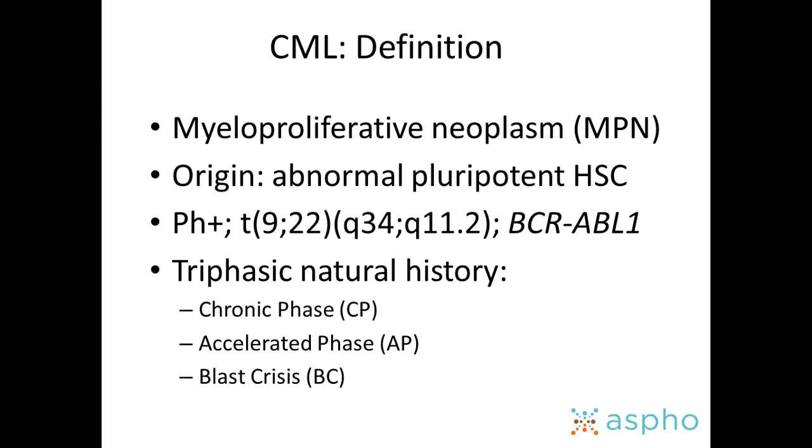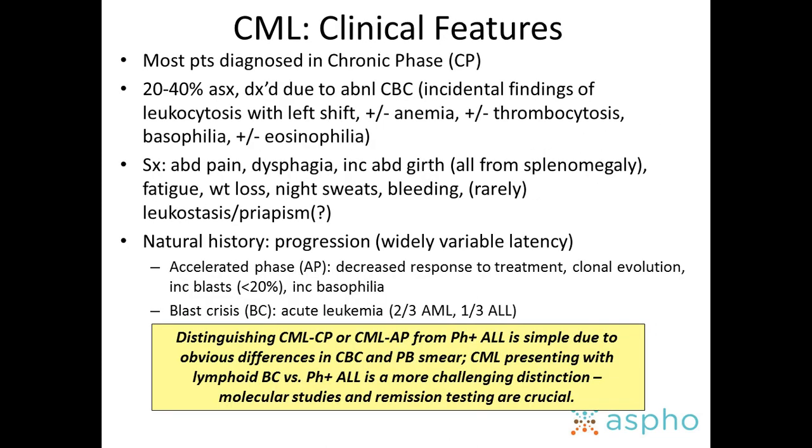So CML, when left to its own devices, has a triphasic natural history. Most commonly, it presents in a chronic phase, and then if left to its own devices, it will eventually go through an accelerated phase where there's an increase in blasts, and then finally to blast crisis. That blast crisis can be either lymphoid or myeloid.